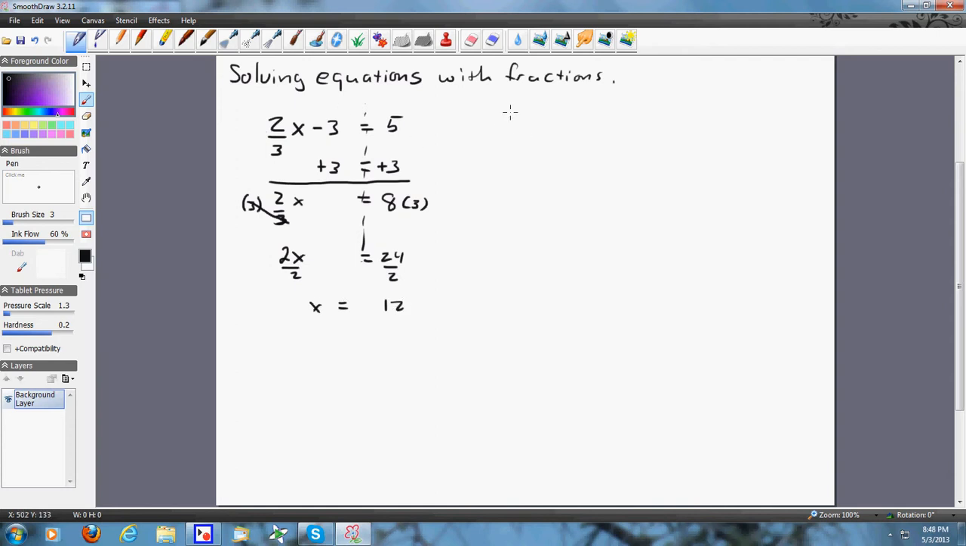I'm going to show you another way of doing this question. Same question, slightly different method. The first step is the same. I'm going to add 3 to both sides. I get 2/3 x equals 8. Now I'm going to multiply by the reciprocal.